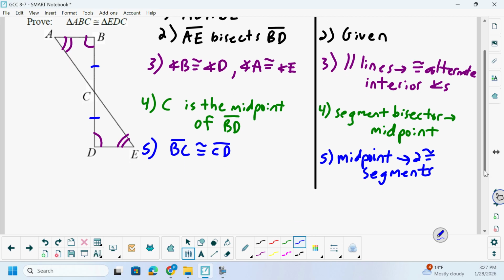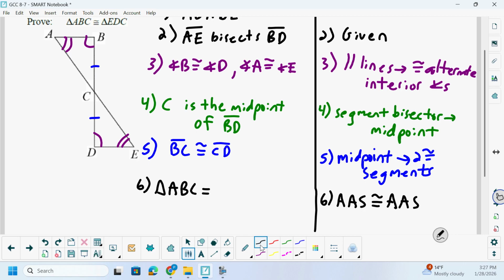Well, we now have two angles and a side that is not in between those. So we'll have angle, angle, side congruent to angle, angle, side. And then our proof statement is just what they told us. The two triangles are congruent to each other.